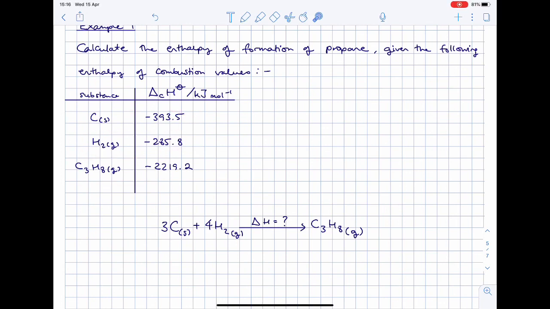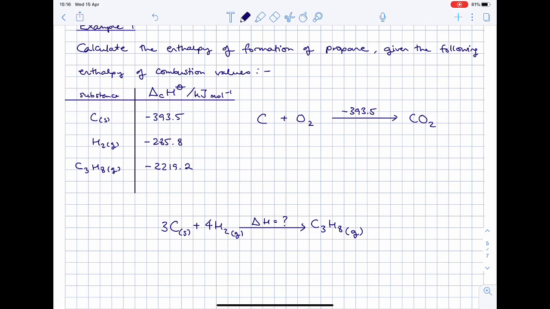So the first equation we're going to write using these enthalpy of combustion values is the combustion of carbon. By definition, enthalpy of combustion of carbon is the burning of carbon in excess oxygen to give us the product of combustion, which is in this case carbon dioxide. So we know this value is minus 393.5, so I'm going to write that value on top of the arrow there.